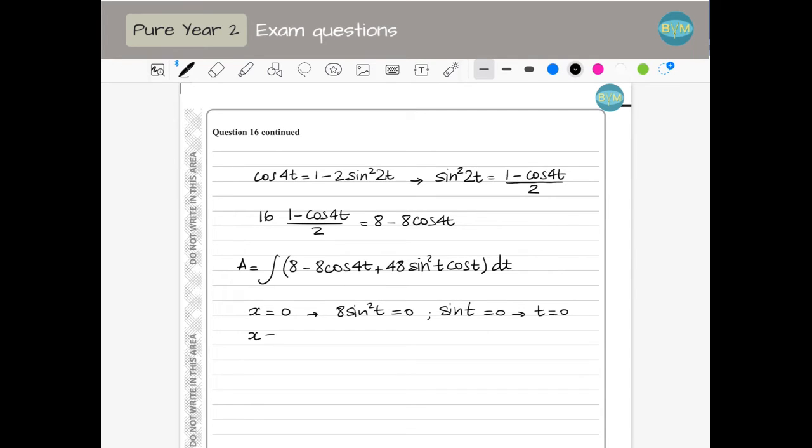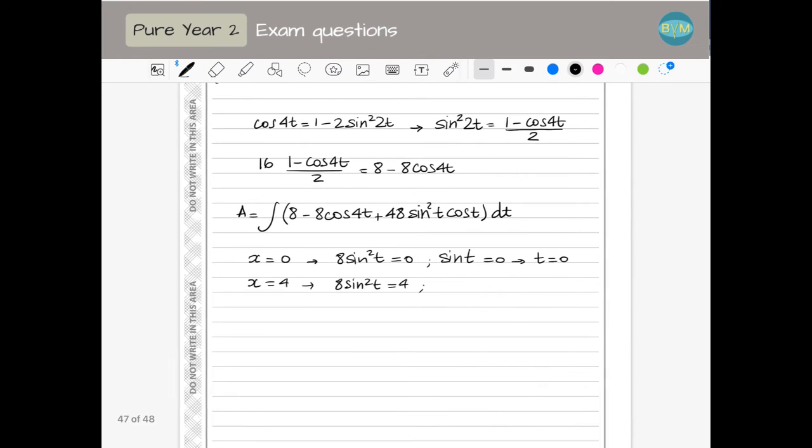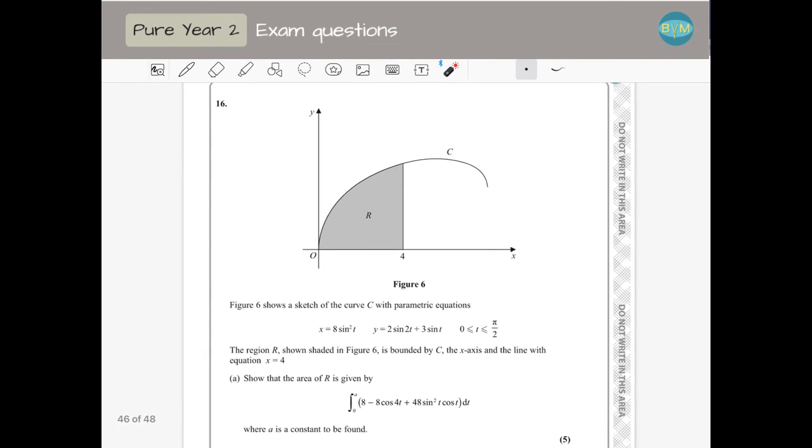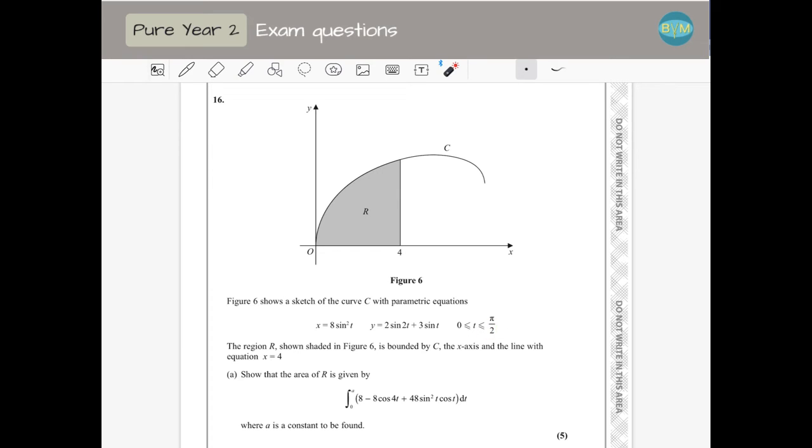And when x is 4, I have 8 sine squared t is 4, which means that sine squared t is 1/2, which means sine t is 1 divided by root 2. And with the calculator in radians, please, or if you don't remember, maybe you remember what t is. T is pi quarters. They don't say if it's radians or degrees, but the minute that you have pi's instead of 180 or 45 or 90, it's going to be radians.